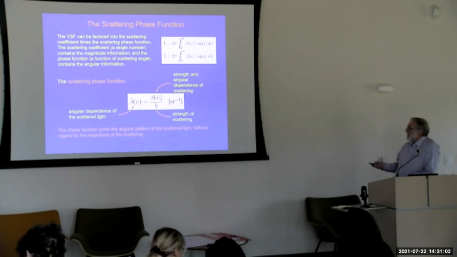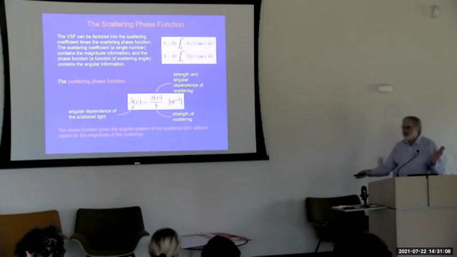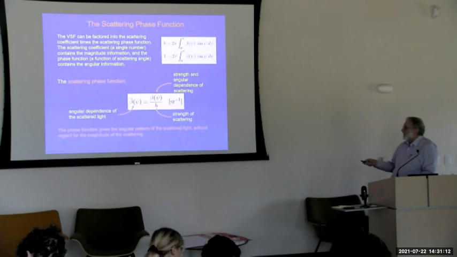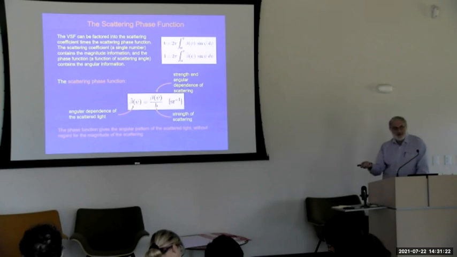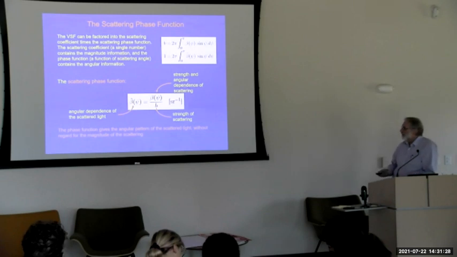Now this guy tells you both the strength and the angular pattern of the scattered light. b tells you only the strength, so how much light is being scattered, how much power. And so the ratio gives you this guy, which only shows the angular dependence of the scattered light without any information about how strongly the light is scattered. So that's the idea there.